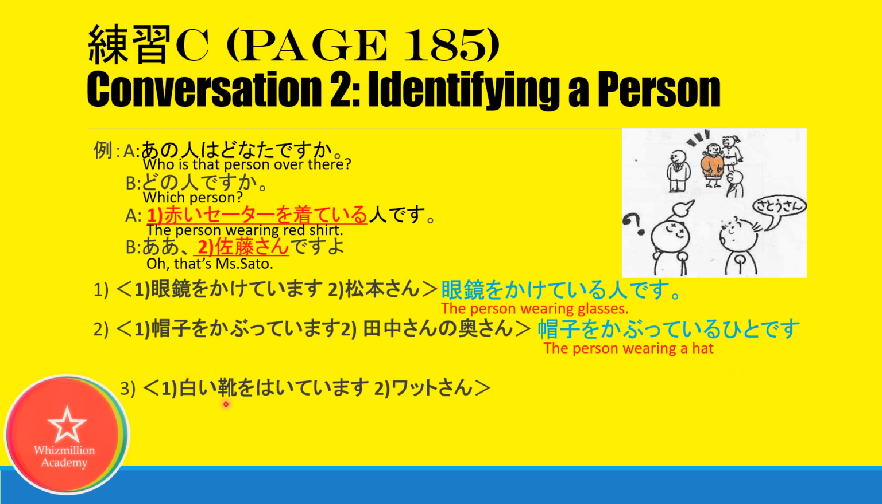Okay, question number 3. Shiroi kutsu o haite imasu. Wata-san. Shiroi kutsu o haite iru hito desu. The person wearing white shoes. Okay, so I hope by now you are comfortable modifying the noun. Alright, this question is simply changing the polite form to dictionary form.